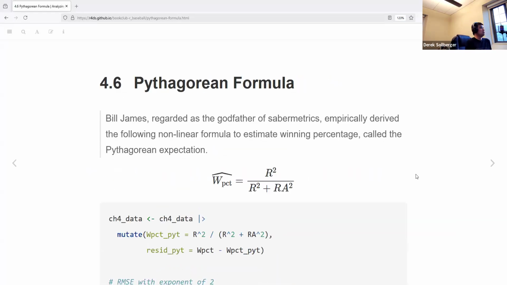Reading directly from the textbook, Bill James, regarded as the godfather of sabermetrics, empirically derived the following nonlinear formula to estimate winning percentage, called the Pythagorean expectation. As you can see, we're going to estimate the winning percentage, giving this the statistician hat above it, W hat. Bill James postulated this formula that uses both runs scored and runs allowed, incorporating both offense and defense. Trying out an exponent of 2 reminds us of the classic Pythagorean formula for right triangles, hence the name Pythagorean formula.